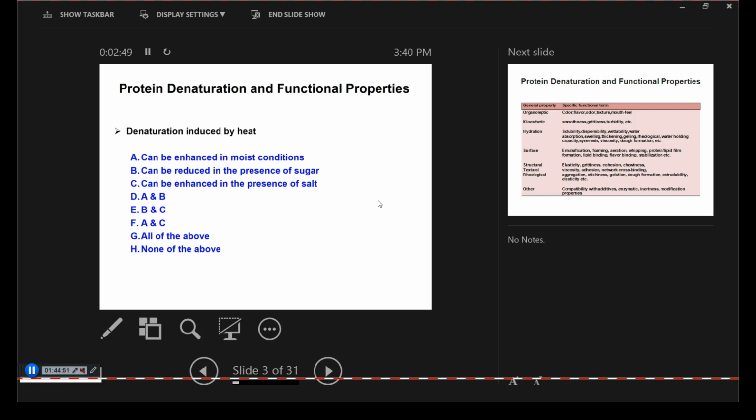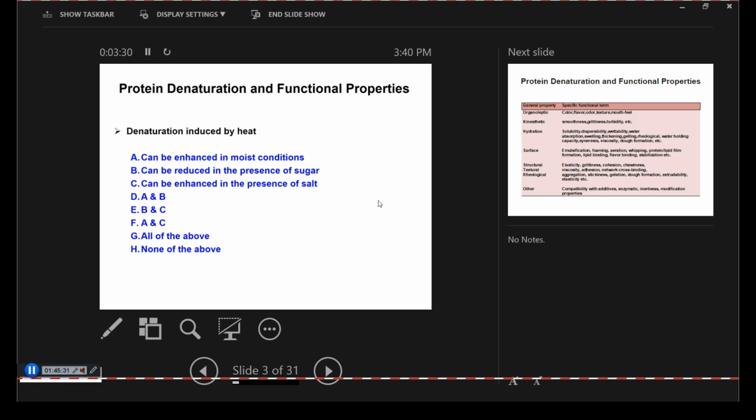So again, you don't have to know this, but can you guess? Denaturation. From what logic, if you have a dry protein powder versus a moist protein solution or paste? None of the above, A and B, all of the above. Katie, tell me your thought process.